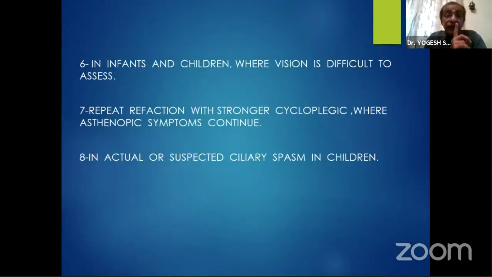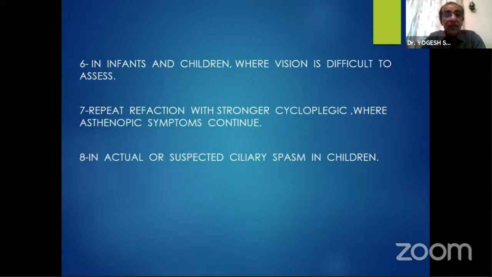Then in infants and children where vision is difficult to assess, at around 2 years, even with Allen's cards, or even with Teller's cards, which I also have with me, I try, but sometimes the child is not attentive. You do not get a correct assessment of the vision. Then you always go for correction of the refractive error.